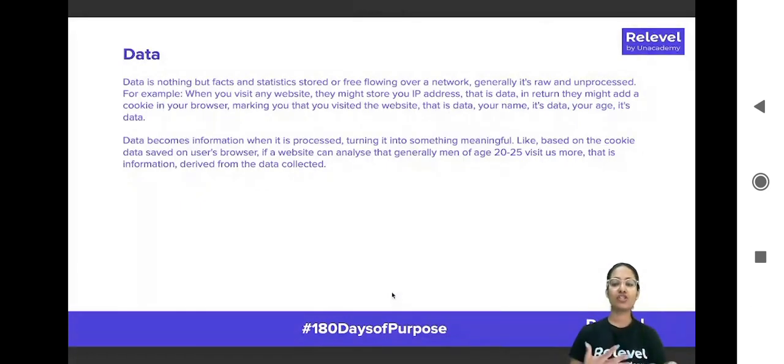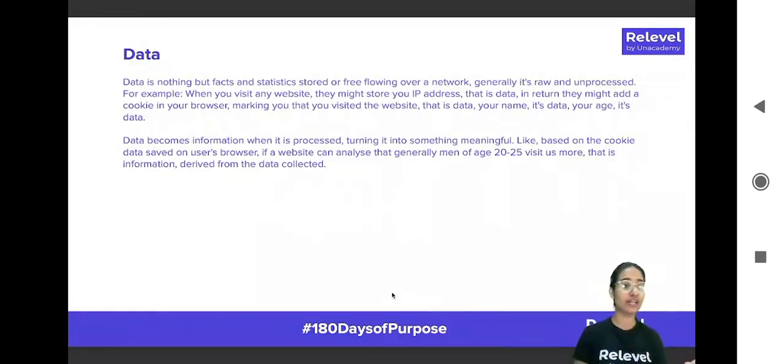But before actually moving on to anything, we'll first talk about what data is. Please follow the slides with me. They are, I would say, holistic slides that cover almost everything that is required for databases. So, how do we define data? Data is nothing but facts and statistics that are either stored or free flowing over the network, right?